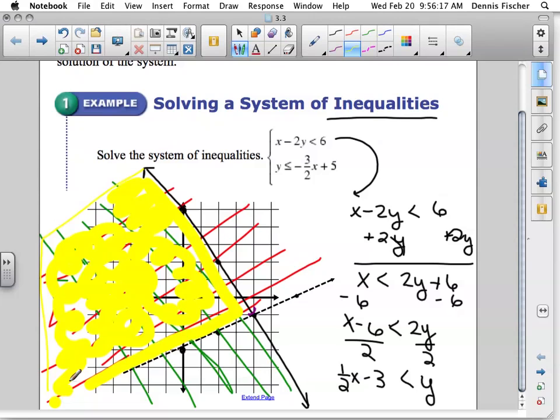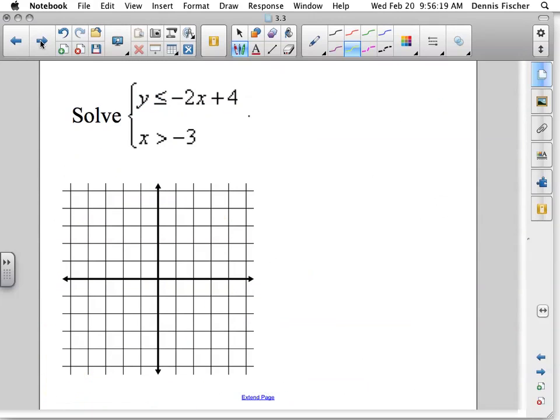Good? I'm going to give you one now. I want you to try this one. I want you to shade. Just graph the equation up. We're going to do a lot of graphing today. Come around, look around the sheets, see what you get. Graph it up.